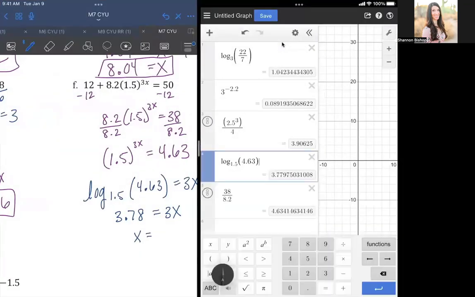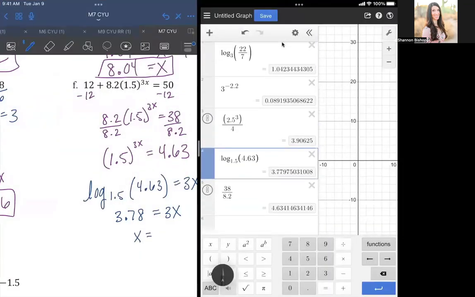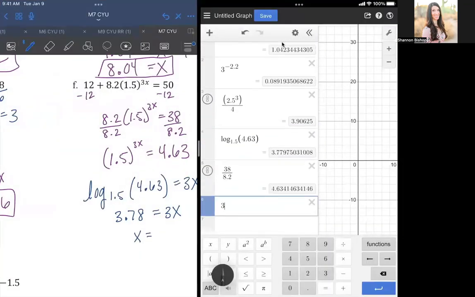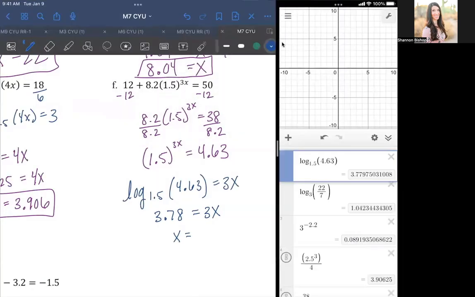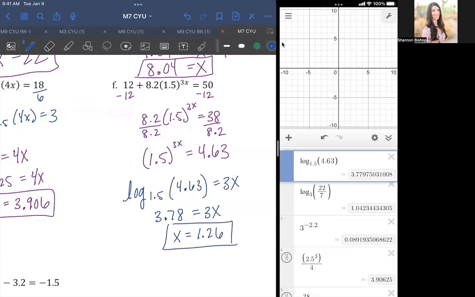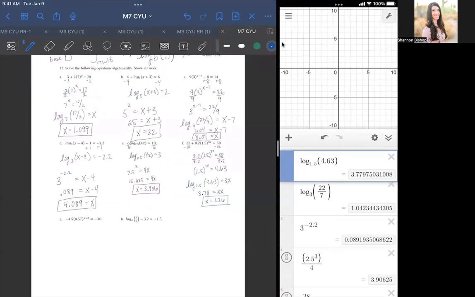Come back, Desmos. And 3.78 divided by 3 is 1.26. So 1.26 is our final answer. All right, almost there, guys.